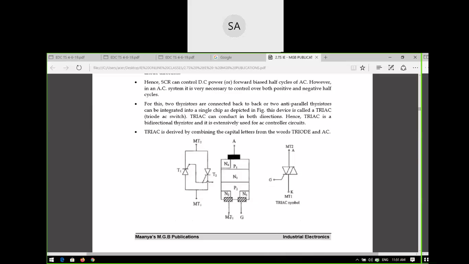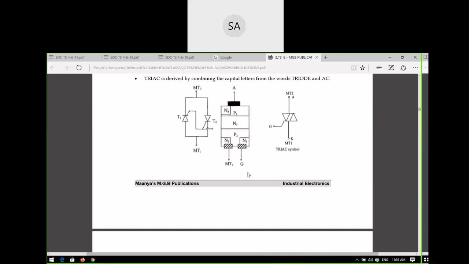So MT1 is positive and MT2 negative, or MT2 positive and MT1 negative, or MT1 and MT2 both negative, or you can have a fourth quadrant, MT1 positive and MT2 negative, something like that. There is a four quadrant operation. You can call it a four quadrant operation. It can be done through the TRIAC, so in all quadrants it will work.